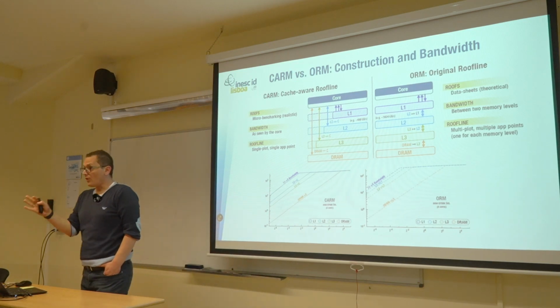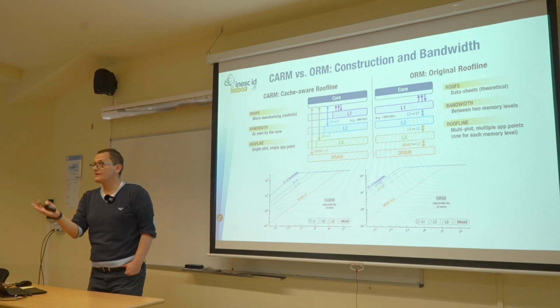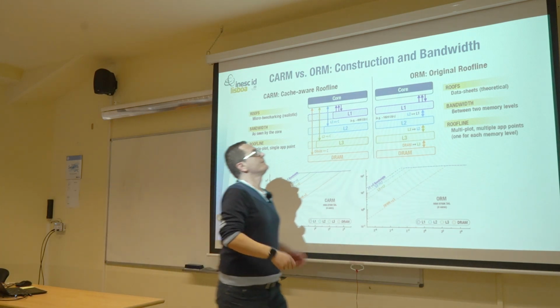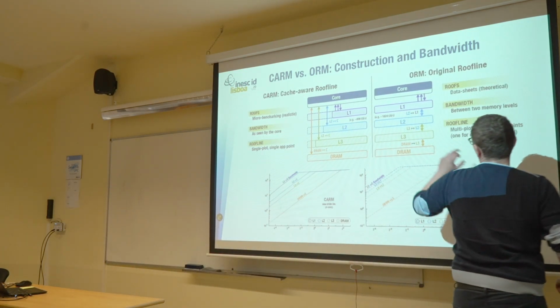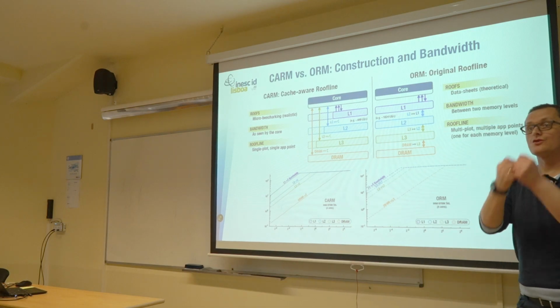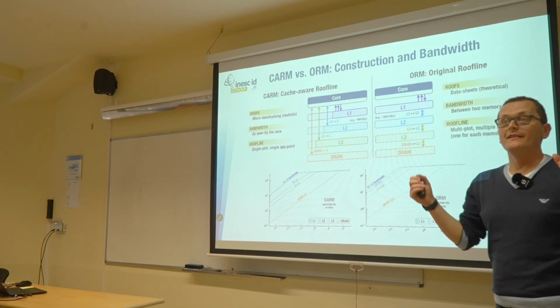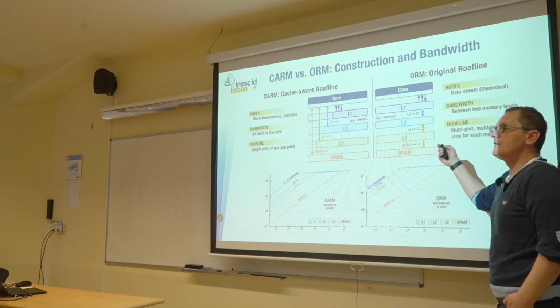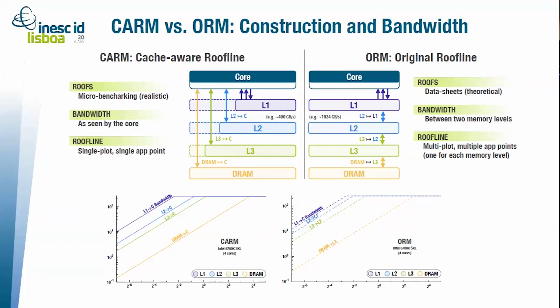In ORM, the original roofline model, as I was saying, you look at the traffic between the levels. So how they construct it, they just open the data sheet, and then they say, this is the size of a lane that I have, times the clock frequency, and this is the maximum you get. The difference can be staggering.